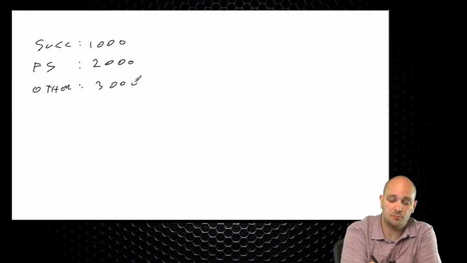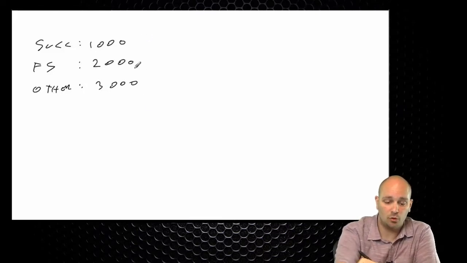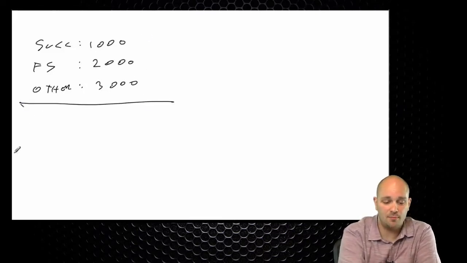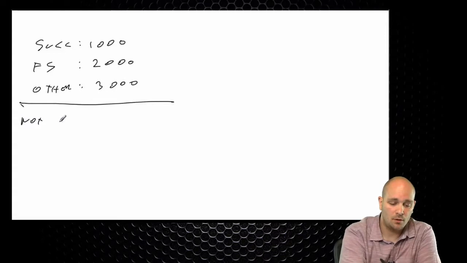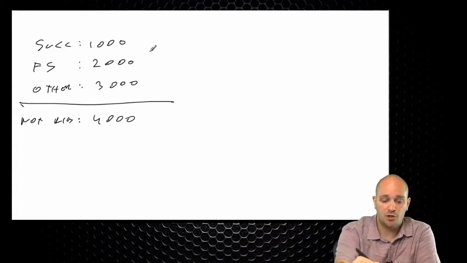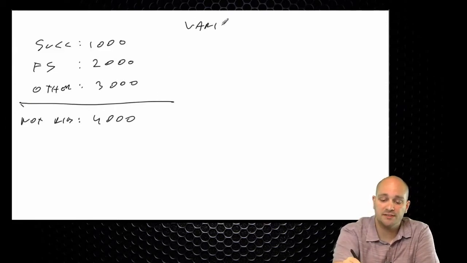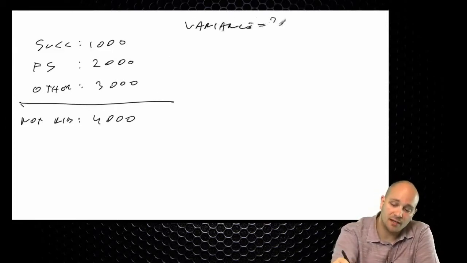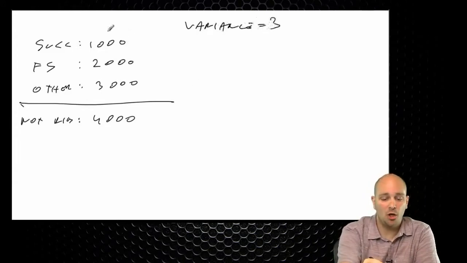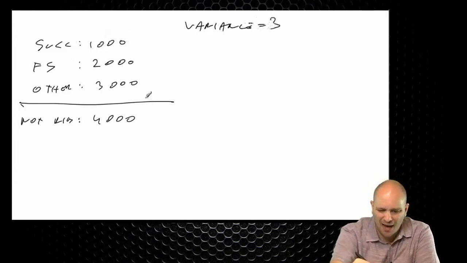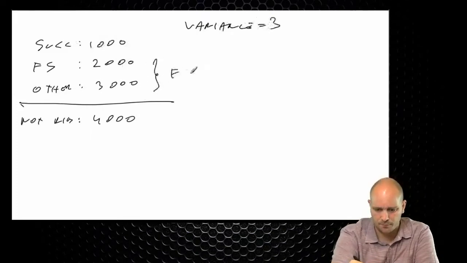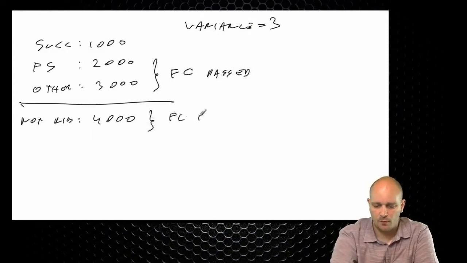the route 3,000. So from this, and let's say the route that didn't make the cut had the cost of 4,000. So here we can deduce that the variance was very likely 3. Why? Because we looked at the routes, and let's say that they passed the feasibility condition. So these two passed the feasibility condition, and this route here did not.